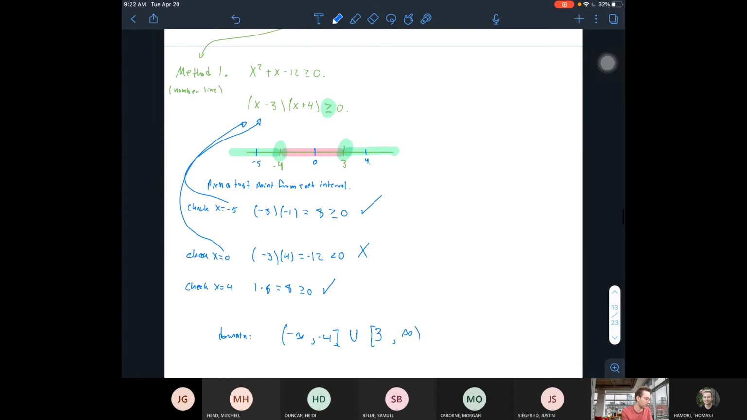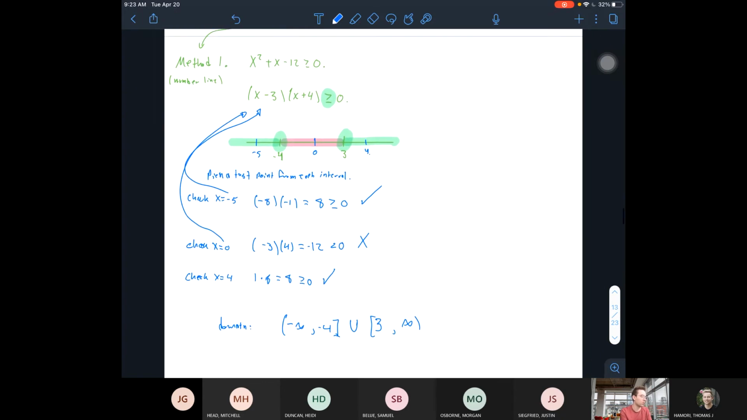Okay, so remember, method 1 using the number line, what we want to do is we plot all of the zeros, and we pick a test point from each interval. And once we have our test point, we just check whether it satisfies the inequality or not. If it does, then the region from whence this test point came will either be all good or all bad. That's a consequence of the intermediate value theorem.